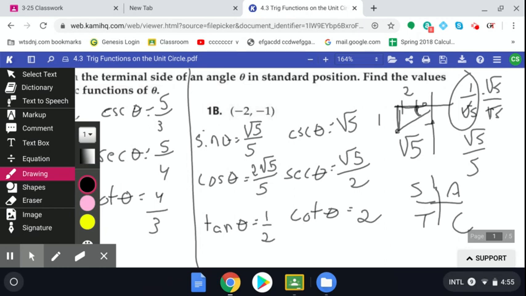In the second quadrant, this is 1, this is 2, this is 3, and this is 4. So first quadrant, all will be positive. Second quadrant, only sine is positive. Third quadrant, only tangent is positive. So anything that is not tangent is going to be negative. Or cotangent, of course, because it's the reciprocal. Now I'm done.